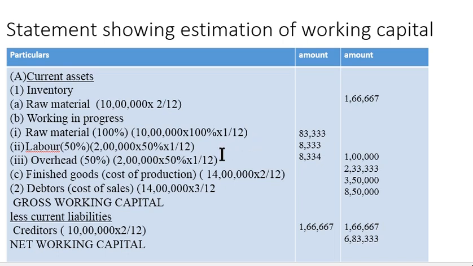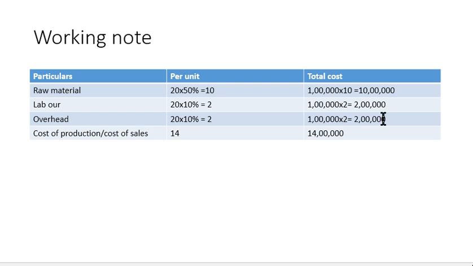Okay. So here I have written 1 month. 10 lakh into 100% into 1 by 12, you will get 83,333. Next is the labor. For labor also, you have to assume a 50% rate. Then calculation: the total labor amount which we will get in the working note is 2 lakh rupees here.